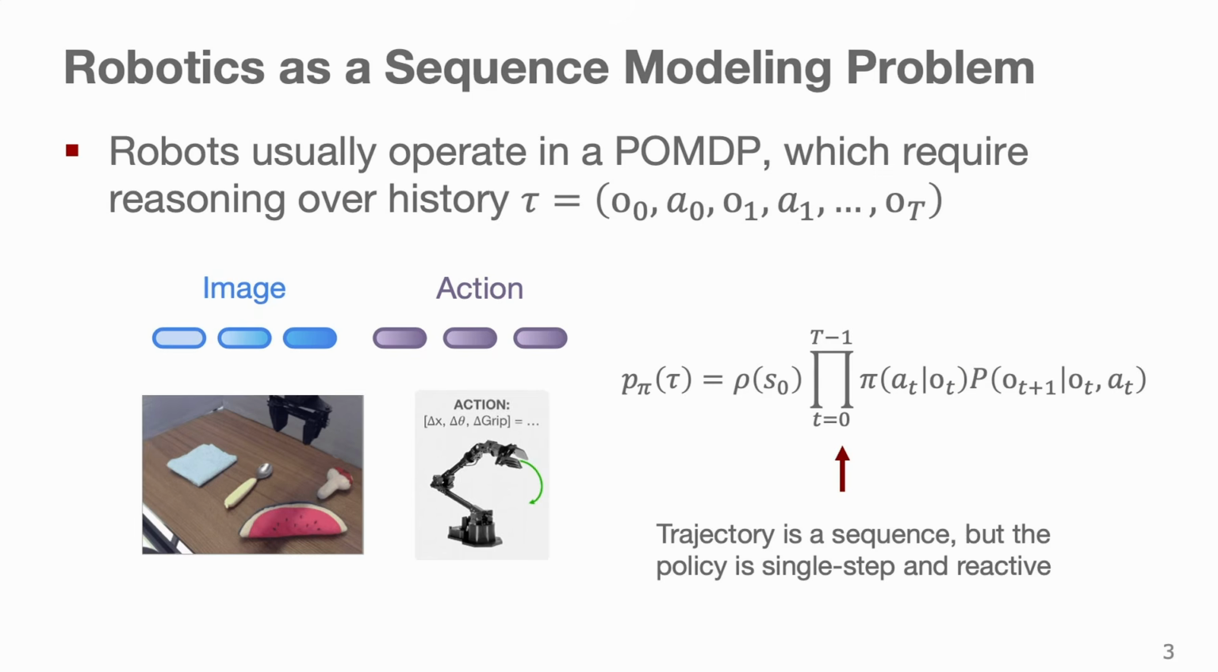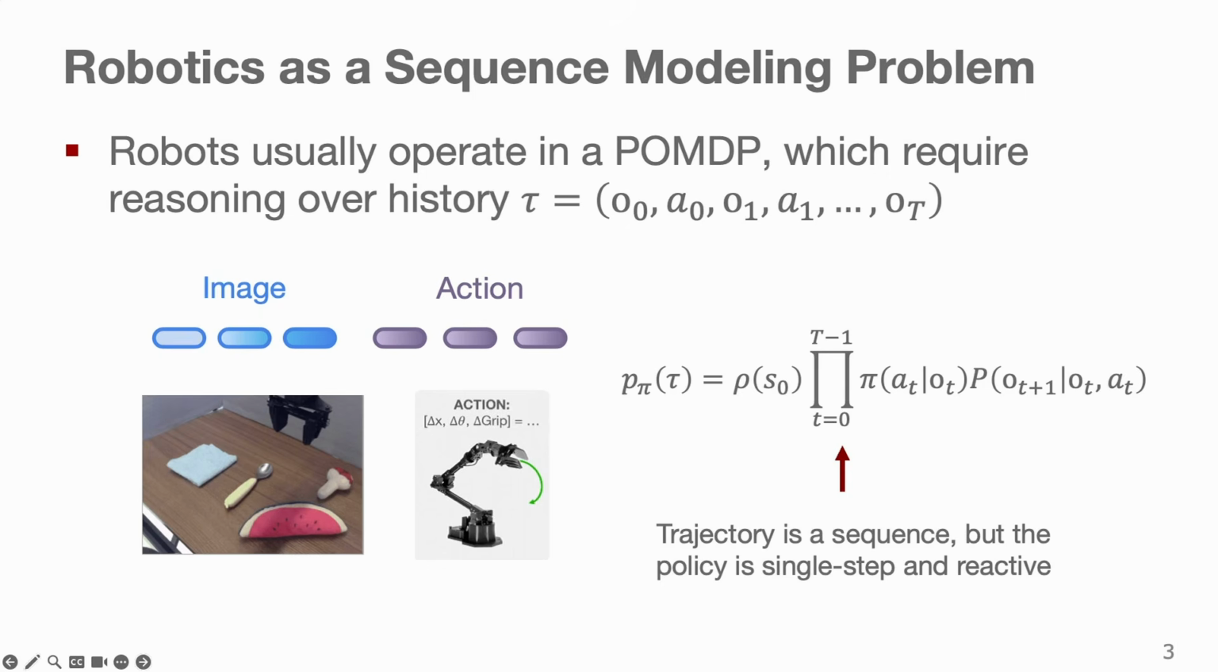As I just said, having a single frame is usually not sufficient, because in practice in robotics we are not operating in an MDP, but in a partially observable MDP. To really understand the state, we need to reason over the history or the trajectory, so a sequence of observations and actions.